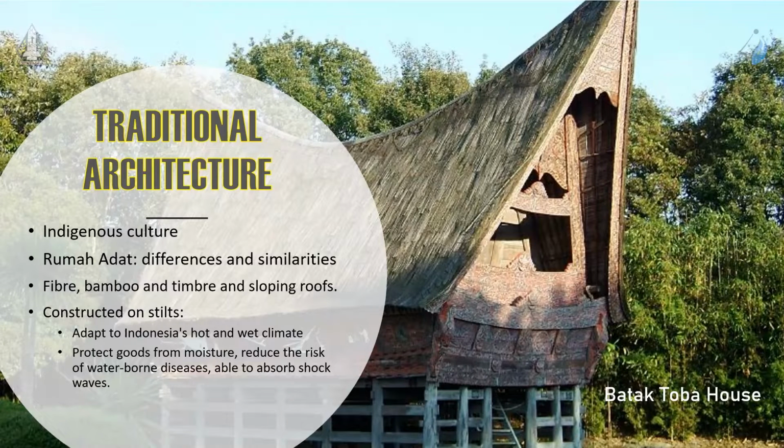Besides having similar materials, traditional houses also share similarity in its construction, which is the use of sloping roofs. Some houses were also built on stilts. This is to adapt to the climate in Indonesia, which is hot and wet. Stilts can protect from moisture, reduce the risk of waterborne disease, and they are able to absorb shock waves as well.